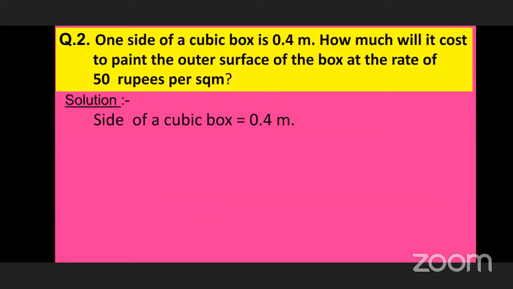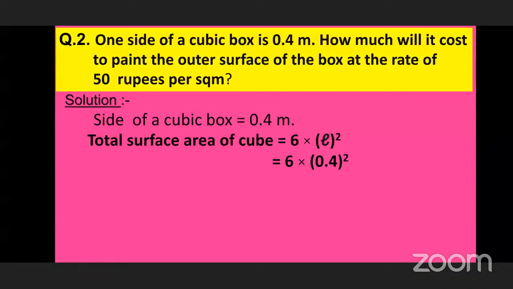Six into side square. Yes, 6 side square or 6 multiply by side square or 6 times L square. Okay. So we will write the formula. Total surface area of a cube is 6 times side square. Side means L square. Okay. And the length given of the side is 0.4. So 6 times 0.4 square.